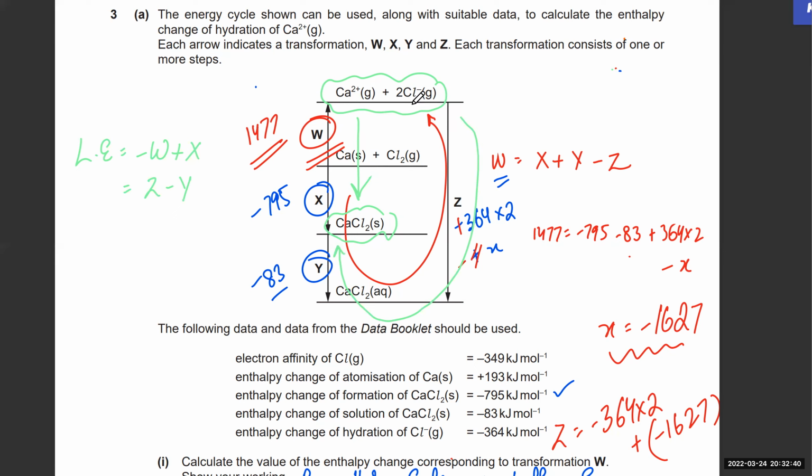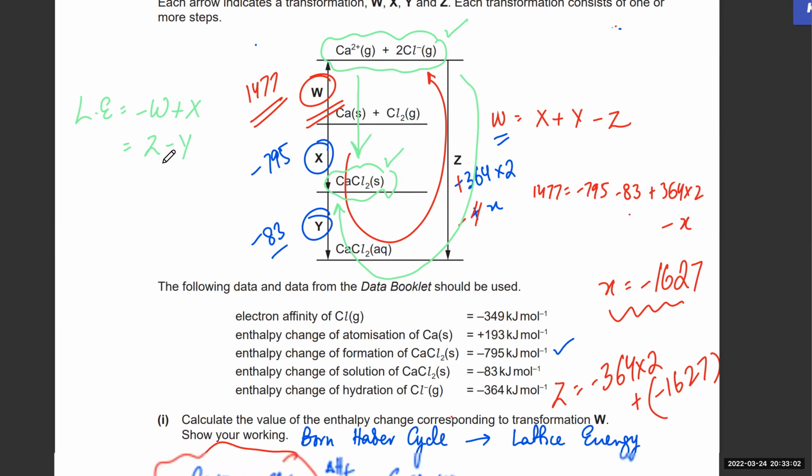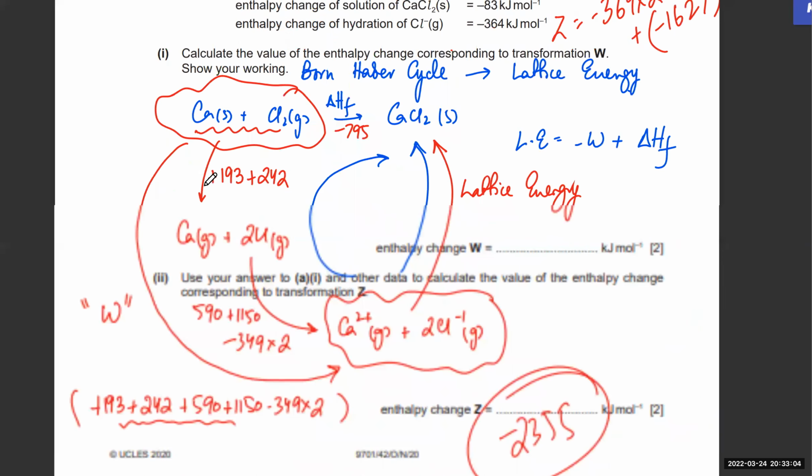Lattice energy is gaseous ions turning into a solid ionic lattice. This is your starting point, this is your end point, and there are two ways of getting there. One is you can go directly. The other is you can go all the way, make this first, and then go back and form this. So there are two expressions: minus W plus X, or Z minus Y.